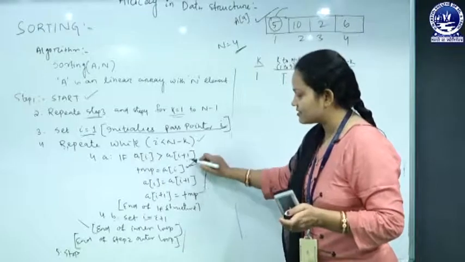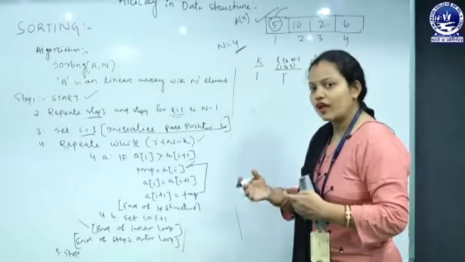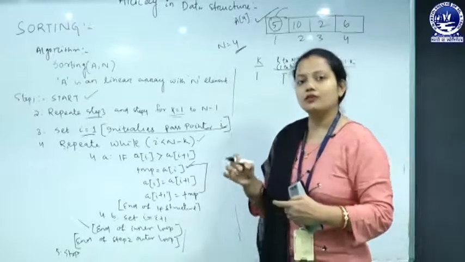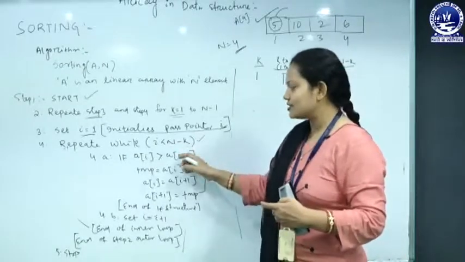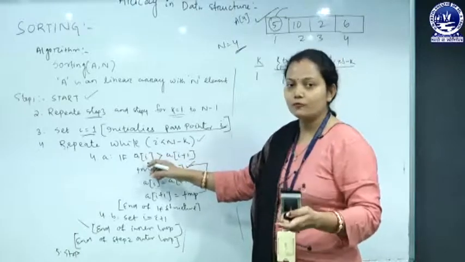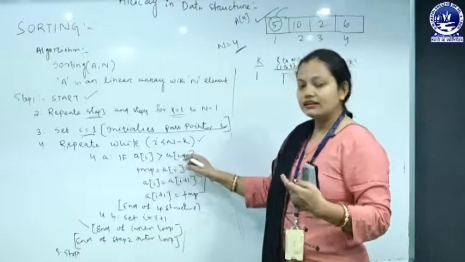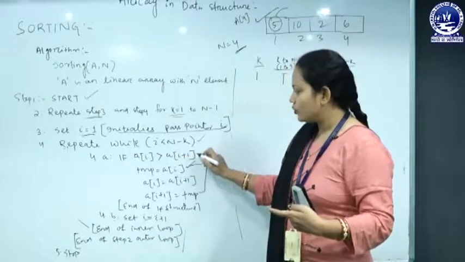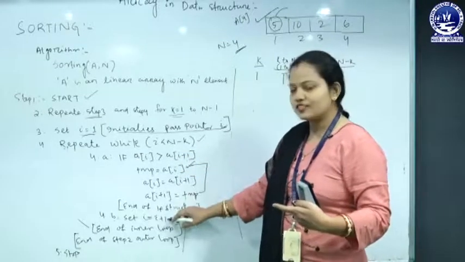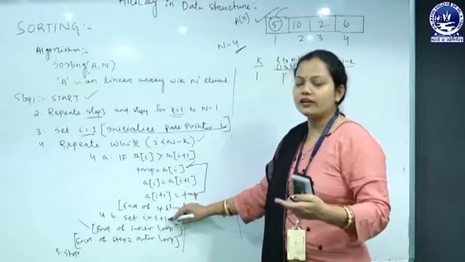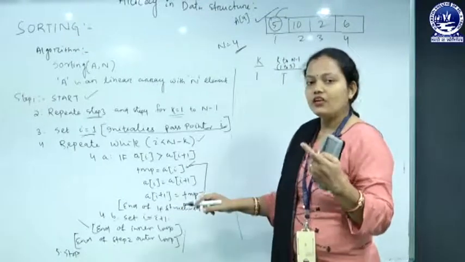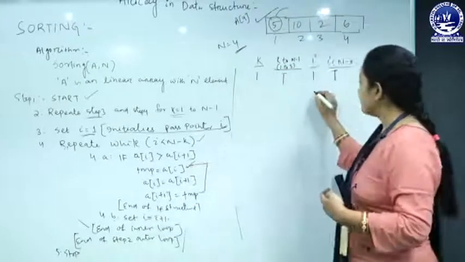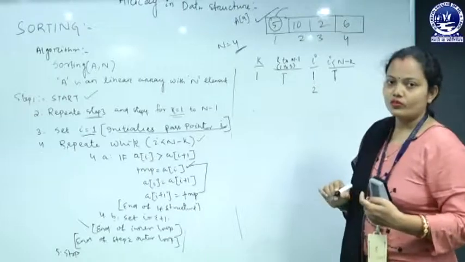This statement is written for interchanging the value if A of I is greater than A of I plus 1. As this condition is false, because A of I is 5 and A of I plus 1 is 10, we will go to step 4b, for incrementing the pass pointer variable, that is I equals I plus 1. So I becomes 2.